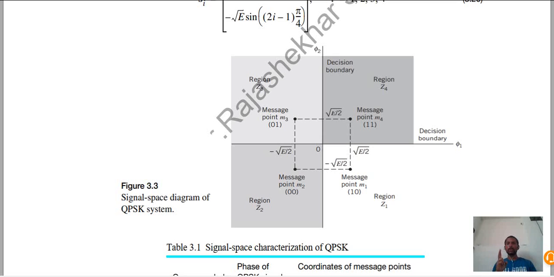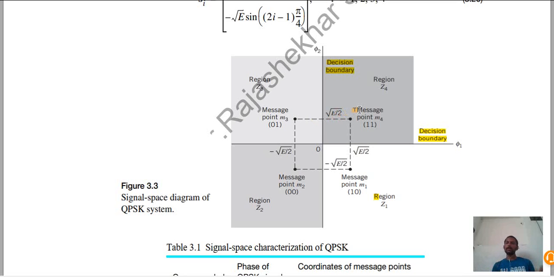And it has 2 decision boundaries. The first decision boundary is along the phi 1, and the second decision boundary is along the phi 2, and as I said, it has four phases, so it has four regions. That is, region 1 is represented by Z1, region 2 is represented by Z2, region 3 is the message point M3, that is Z3, and region 4 is Z4.